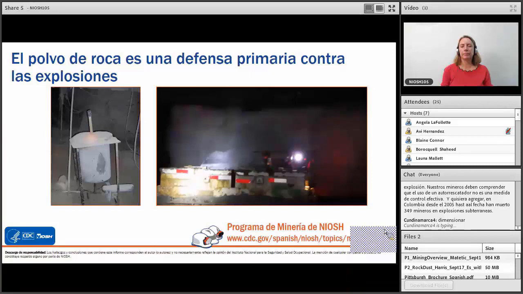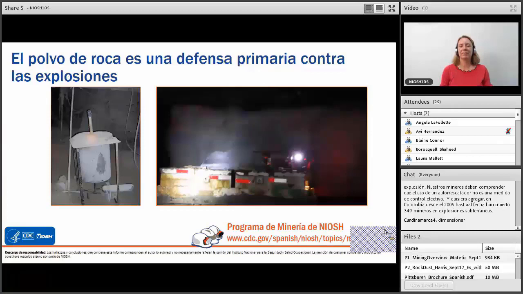She wrote something. Please, Cundinamarca 4, stop writing because that moves the text and then we cannot give the translation. Wait until we finish giving the translation.